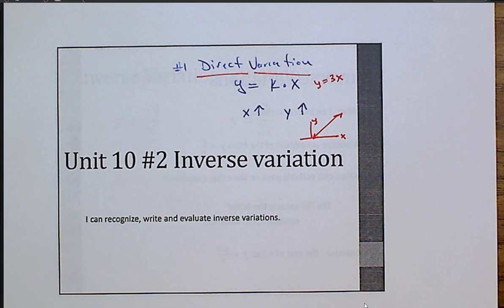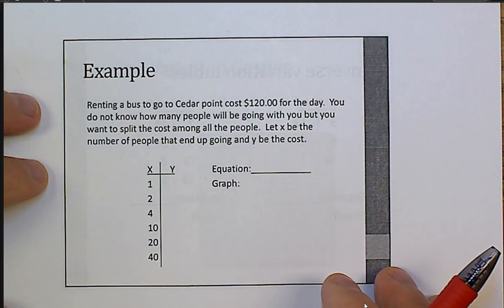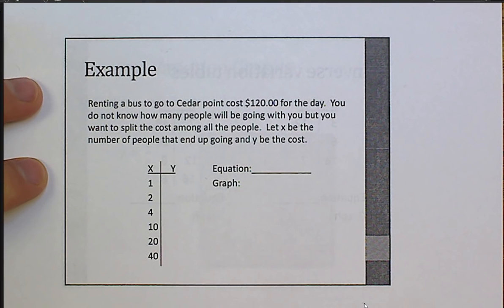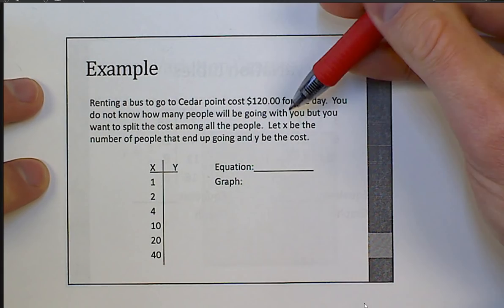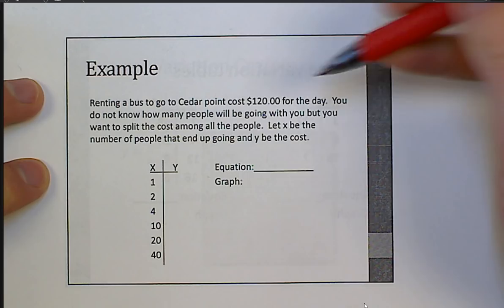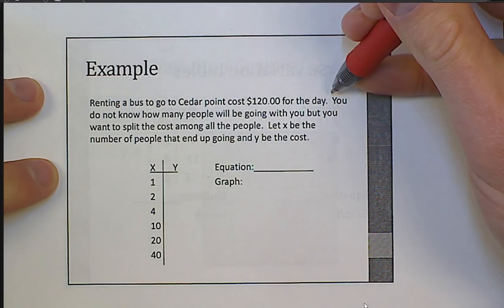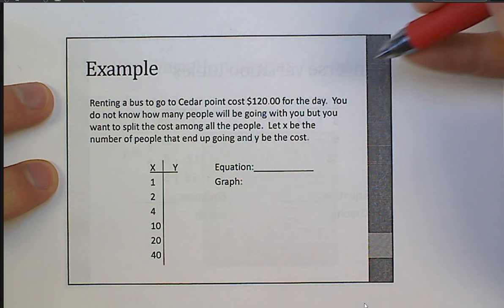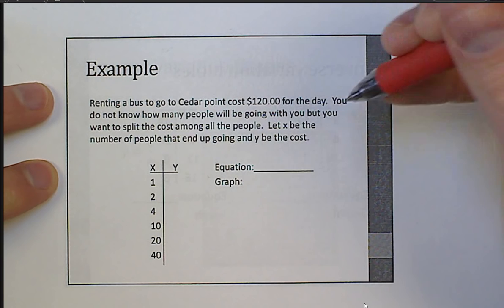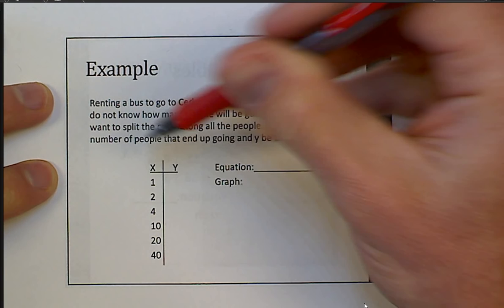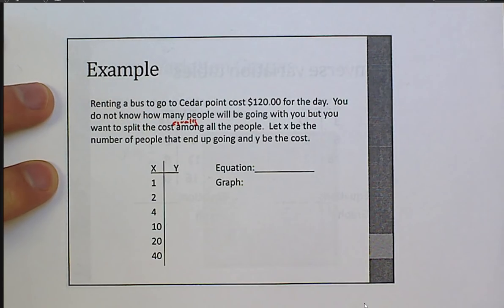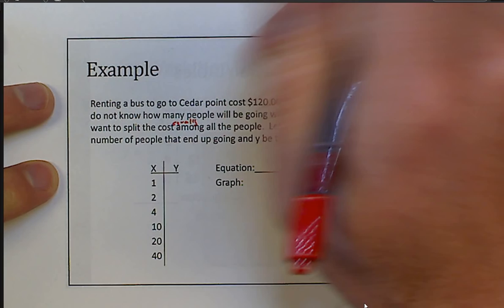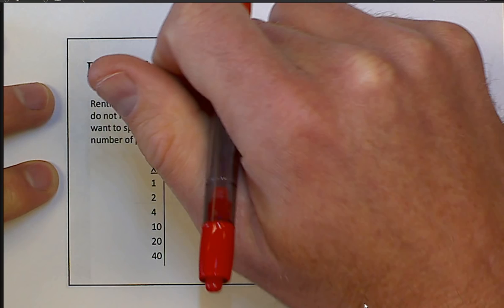So let's just jump right into it. We have a situation here where we're renting a bus to go to Cedar Point. Always a great place to visit. $120 for the day seems a little low, but hey, it's the example. Let's just deal with it. You do not know how many people will be going with you, but you want to split the cost equally among all the people. Let x be the number of people that are going to end up going, and y be the cost.